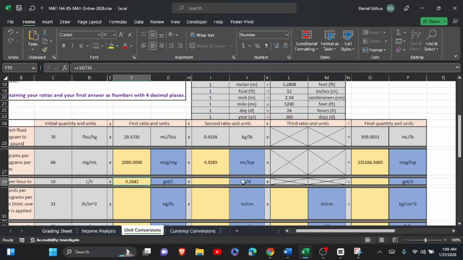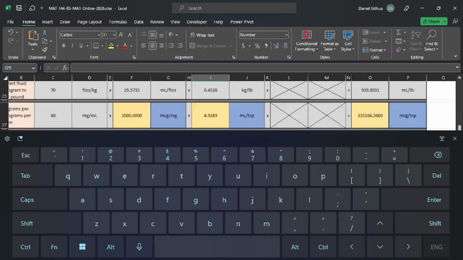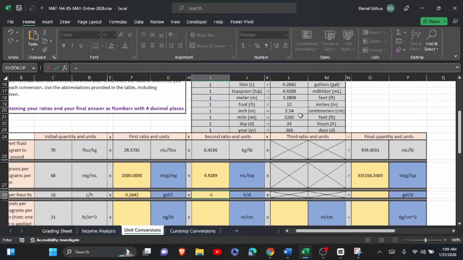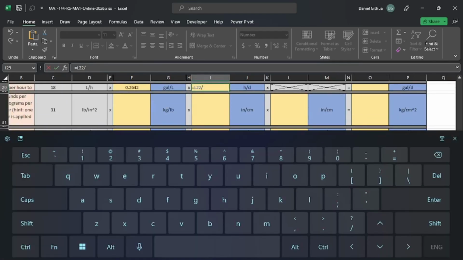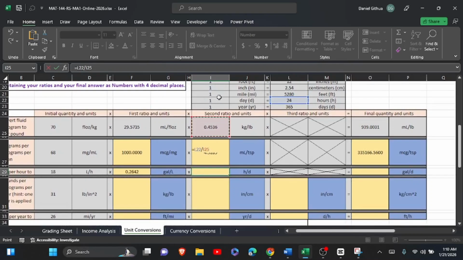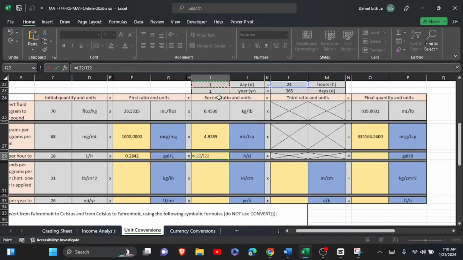The next one is equals to hour per day. We have this one here, so it will be equal to 24 divided by 1, which gives hours per day. It's the row that has hours and days, you want h to be on top, so it will be 24 divided by 1. 24 is equals to 24 divided by the one here.